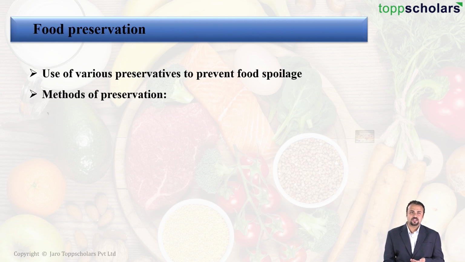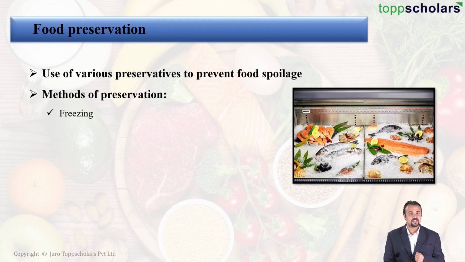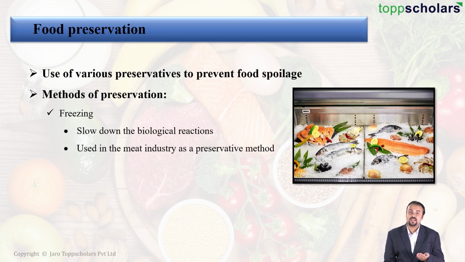Now, there are certain methods. For example, the first one is freezing. Now take a look at this beautiful image right above me. What you see here is the freezing of various meat products like fishes, chicken, etc. Now students, this freezing is done because it slows down the biological reactions. And what do I mean by biological reaction? These are basically anabolism and catabolism, which slow down when the food item is frozen. Also students, this particular method is mainly used in the meat industry as an excellent preservative method.